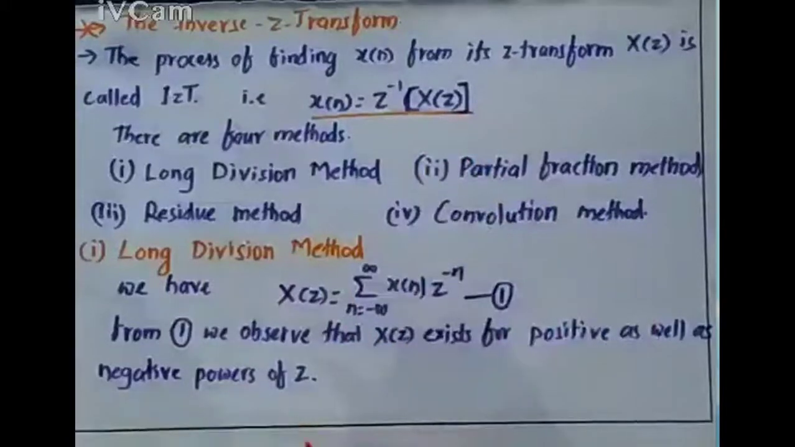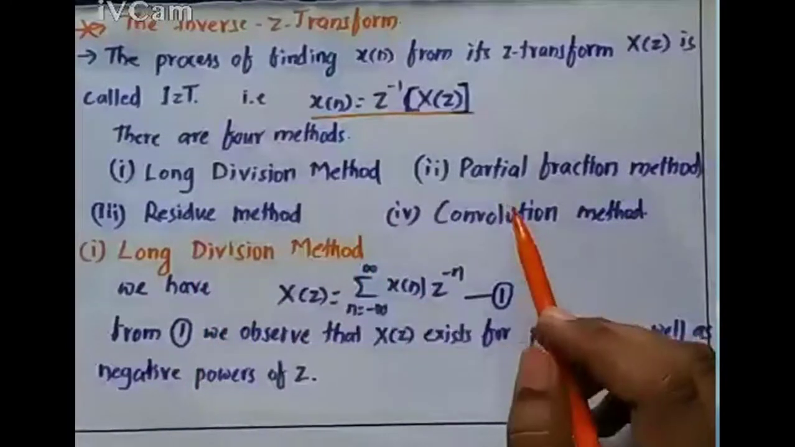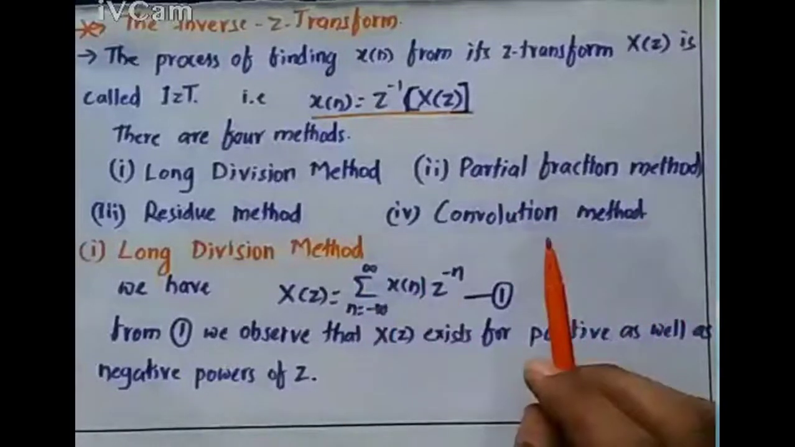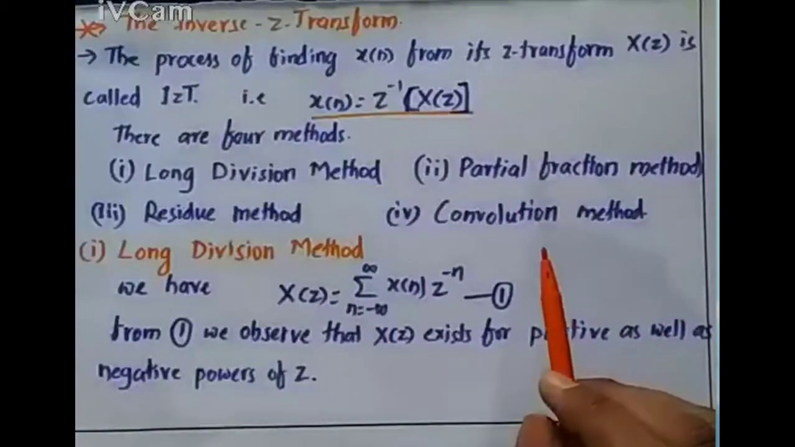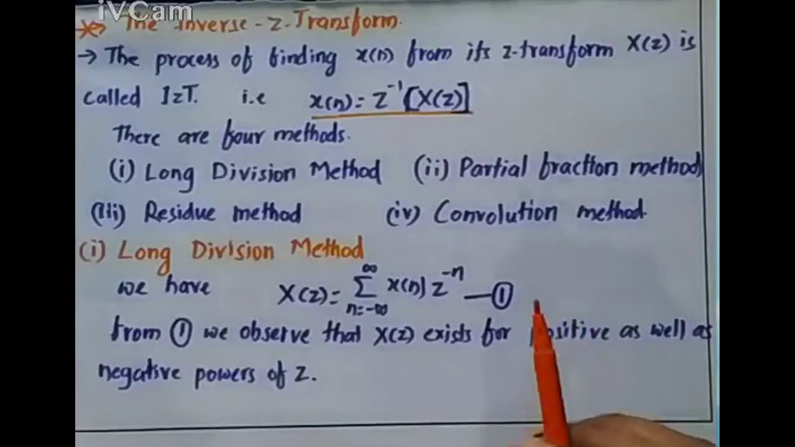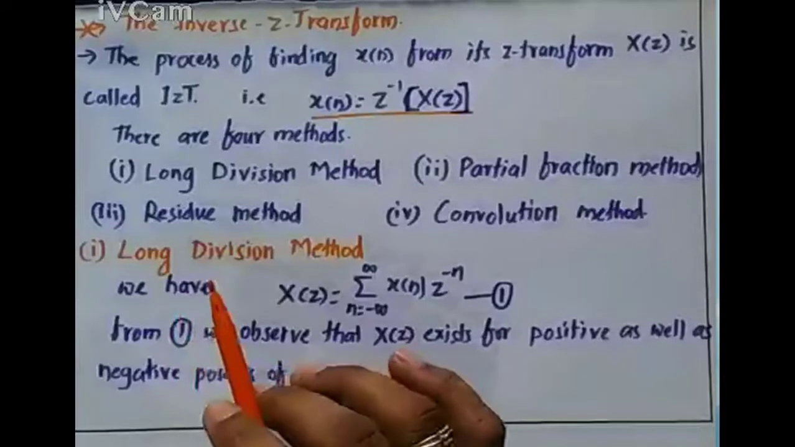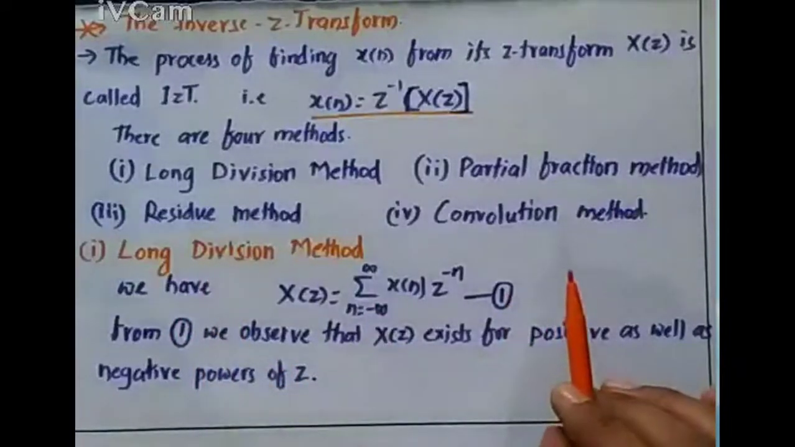Basically there are around 4 methods which we will use to find the inverse z transform, that is, to find x of n from its X of z. The first one is the long division method, the second one is the partial fraction method. There are other names associated with these methods also. In some books you may find different names, but the process of finding the inverse z transform is the same. Then the third method is the residue method, and the fourth one is the convolution method.